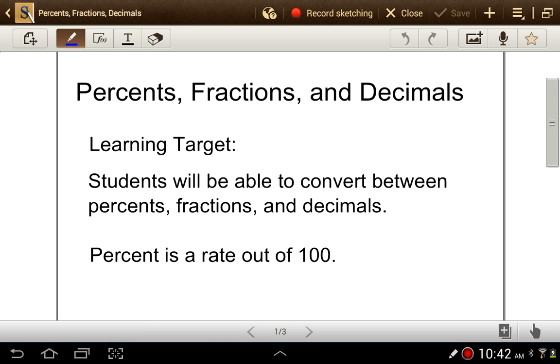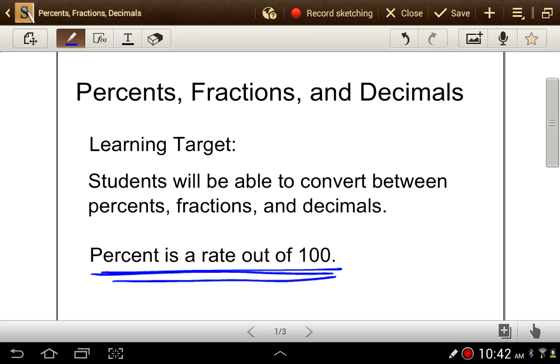This next statement is extremely important. Okay, what is a percent? A percent is a rate out of 100. So we're talking about a rate comparing the numerator to the denominator. A percent is when you compare a number out of 100. That's what a percent is.